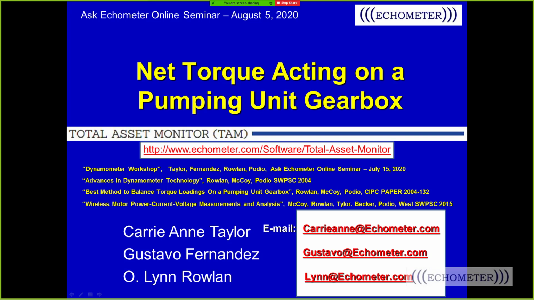Thank you, Carrie Ann. This is a presentation that evolved from a paper that we have. It's the paper that's here at the bottom, and the third paper listed is Best Methods to Balance Torque Loadings on a Pump Unit Gearbox. So a large portion of this presentation comes out of that paper, and it is a great reference.